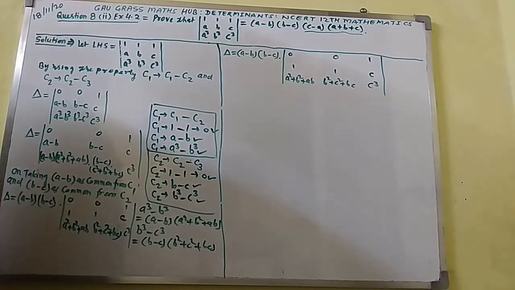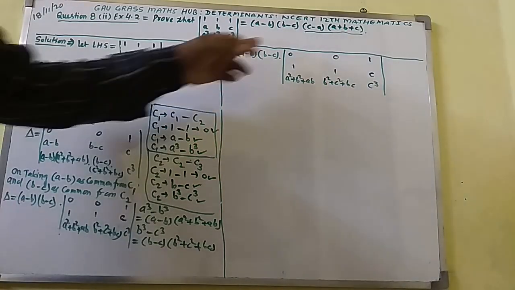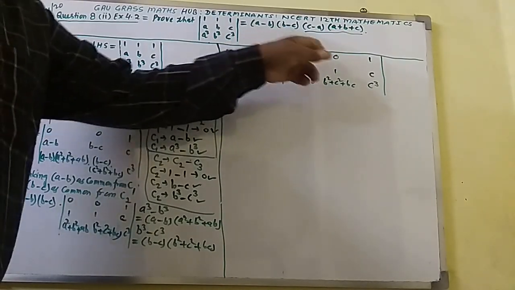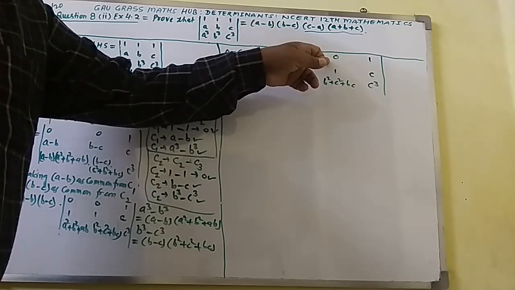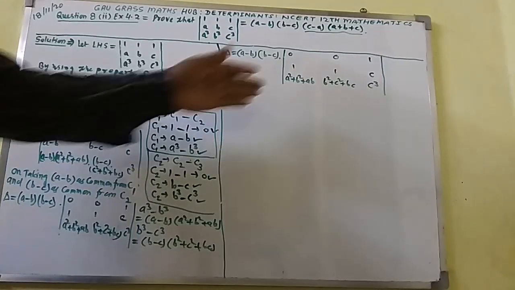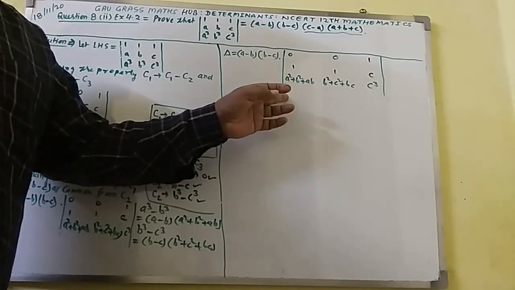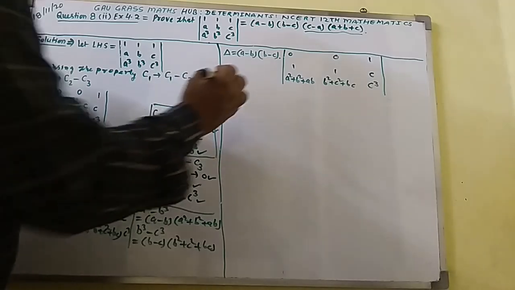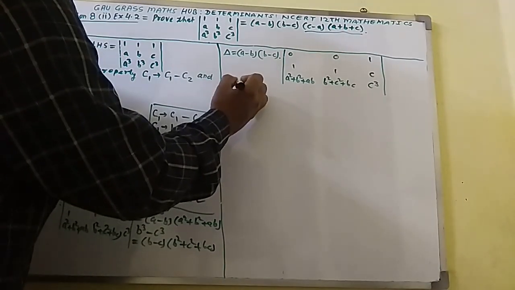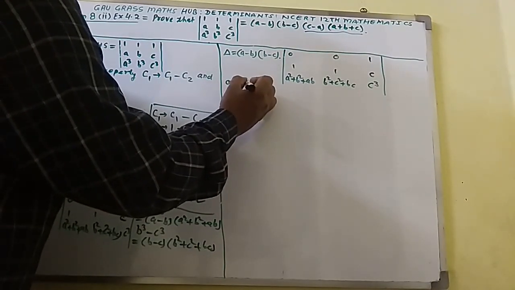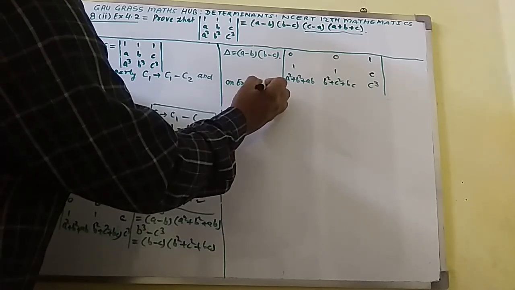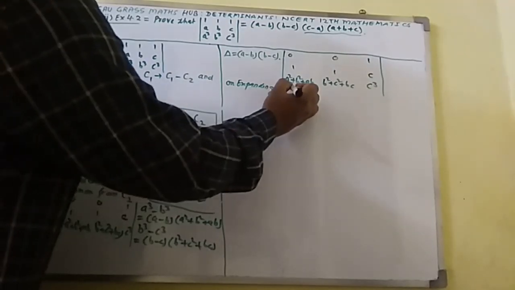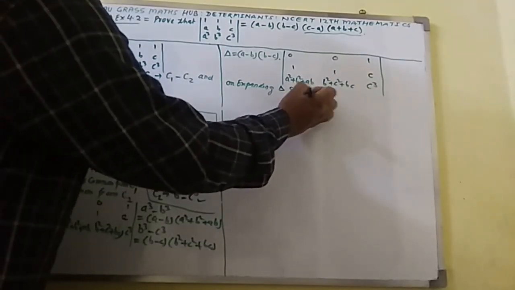Now here you can see in the first row, first element and second element are 0. So here this determinant will be expanded along the first row. So here I shall write, on expanding the determinant along R1.